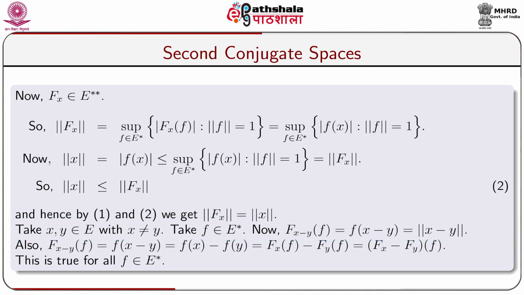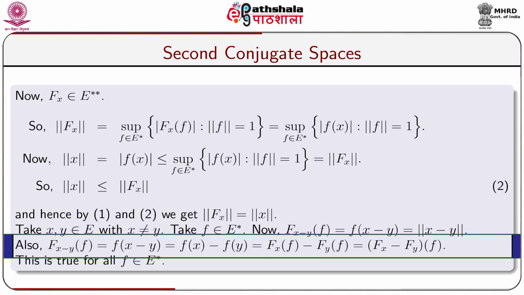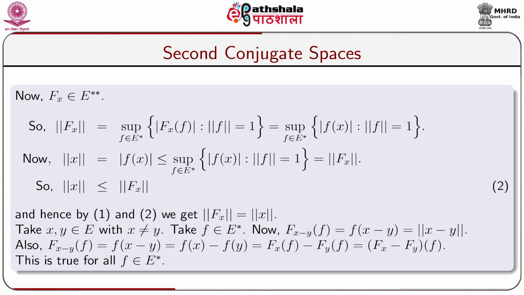Now, f of (x minus y) is, by definition, f(x − y), which is equal to norm x minus y. Also, (Fx − Fy)(f) equals f(x − y), which is equal to f(x) − f(y), which is again equal to Fx(f) − Fy(f), which is equal to (Fx − Fy)(f). This is true for all f belonging to E star.